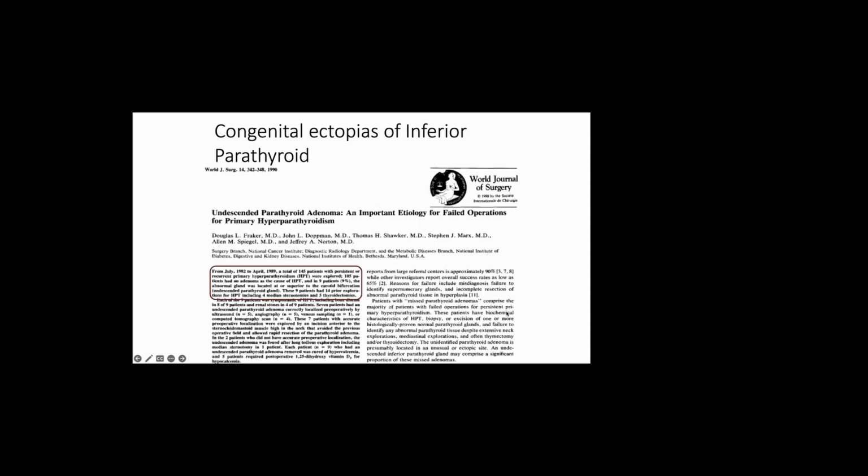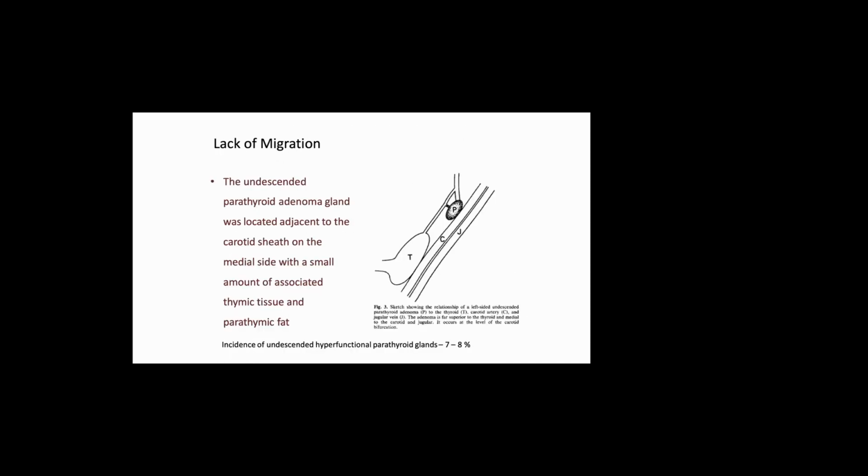So coming to the congenital ectopias of inferior parathyroid gland. There could be undescended inferior parathyroid glands. Then it remains close to its origin, that is near the carotid sheath. How do they know it is undescended? Because they have seen that there is thymic tissue and parathymic tissue fat along with parathyroid in the superior aspect, more proximally close to the carotid. So it's important to look at the carotid sheath as well.